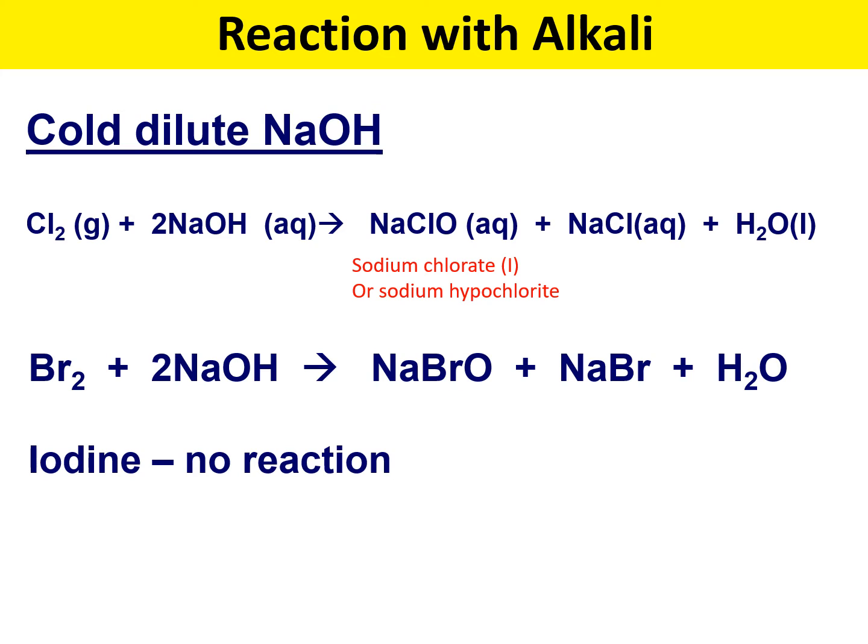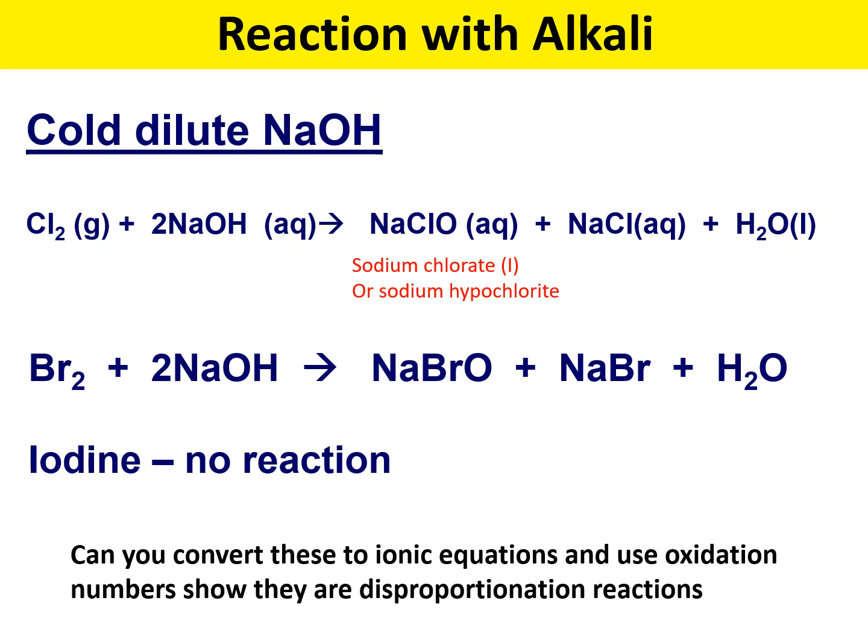The first set of equations are with the halogen with cold dilute sodium hydroxide solution. When we react chlorine, we get a mixture of sodium chlorate(I), which is sometimes referred to as sodium hypochlorite, and sodium chloride in water. Bromine gives a similar reaction, and with iodine there is no reaction. These equations might seem familiar because we met them in the previous topic, the redox topic, as these are examples of disproportionation reactions. So we are sometimes asked to use oxidation numbers to show that they are disproportionation reactions.